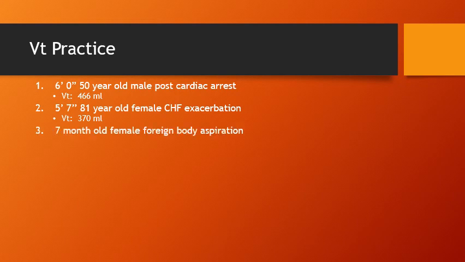Patient number 3 is our 7-month-old female with a foreign body aspiration. So pause the video and calculate her tidal volume. And for this patient, you should have gotten a tidal volume of 48 milliliters by taking her ideal body weight of 8 kilograms and multiplying that by 6 milliliters per kilogram, giving us 48 milliliters. Patient number 4 is our 7-year-old male with an asthma exacerbation. So pause the video here and calculate his initial tidal volume.